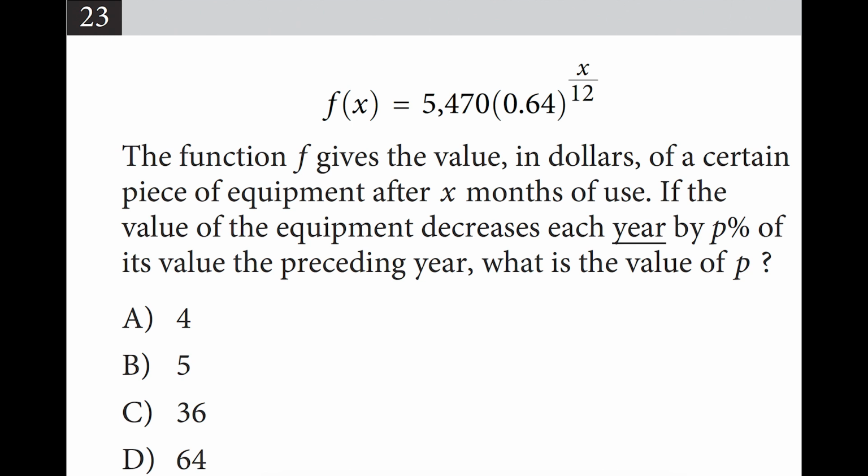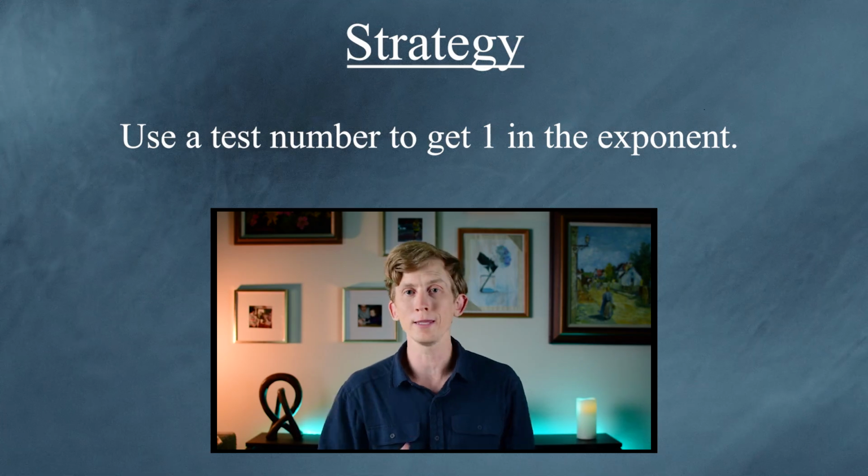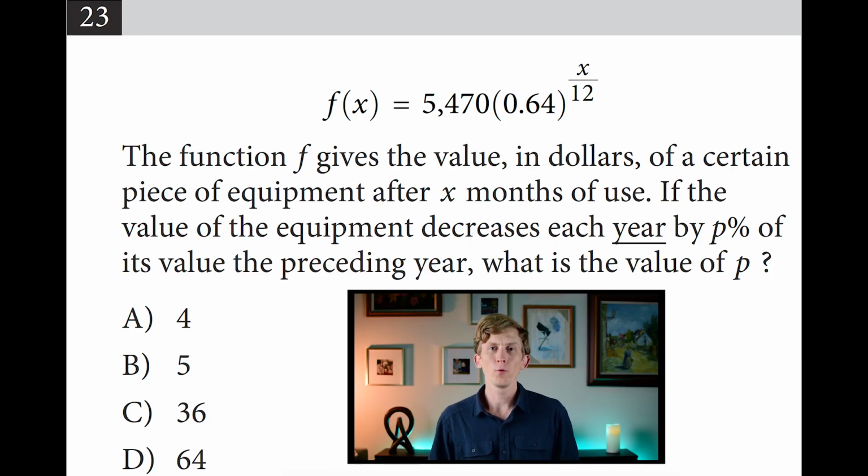If the value of the equipment decreases each year by p% of its value the preceding year, what is the value of p? For this type of problem, the strategy is to use a test number to get a 1 in the exponent. So in this case, we want to know what the percentage decrease is when x is 12, and that would be 36 because 1 minus 36 over 100 is 0.64.